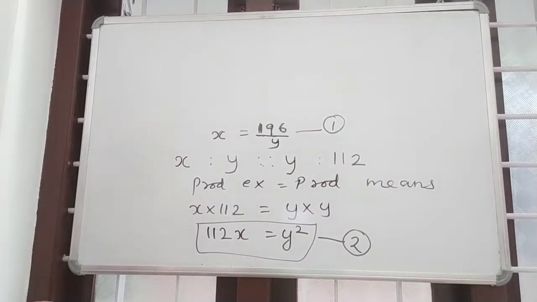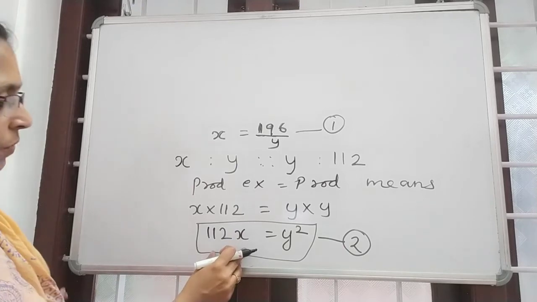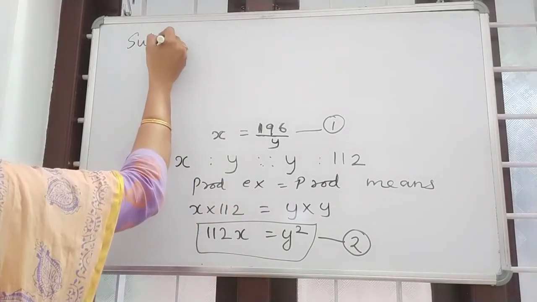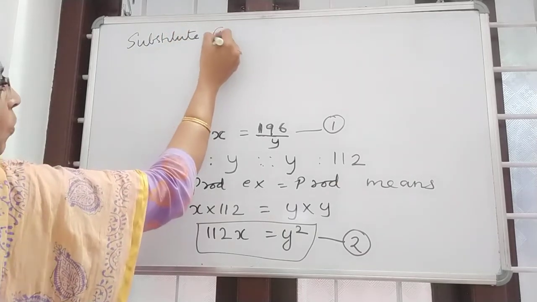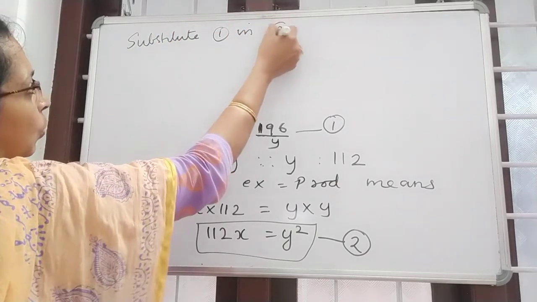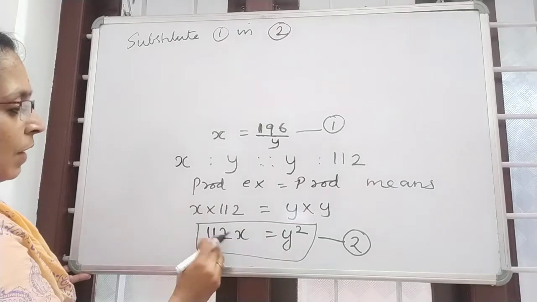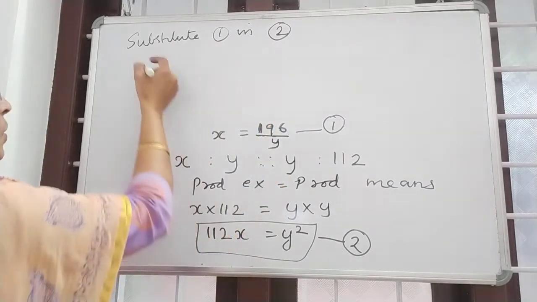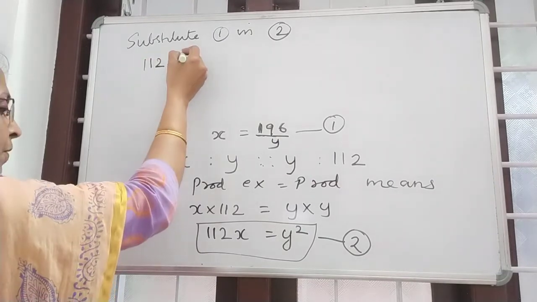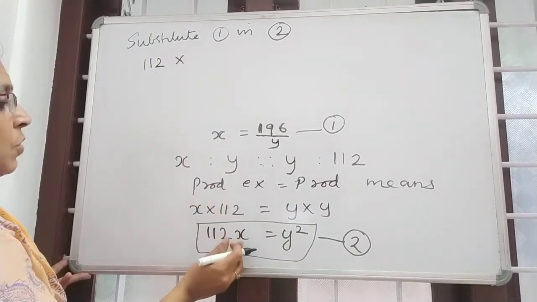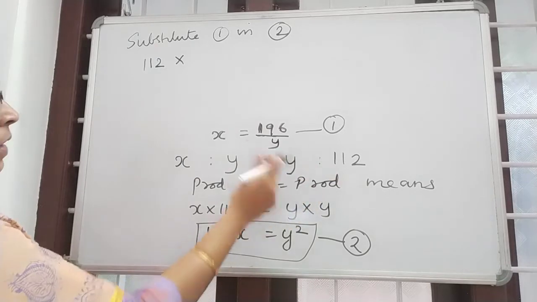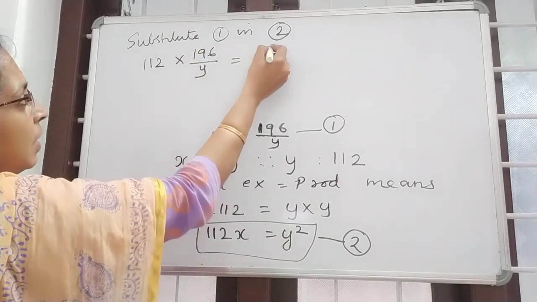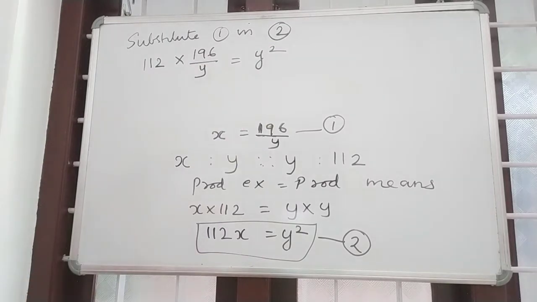Equation number 1 is x equal to 196 divided by y. Equation number 2 is 112x is equal to y square. So substitute equation number 1 in equation number 2. Instead of x we are writing 196 by y. So equation 2 will become 112 into 196 divided by y is equal to y square.